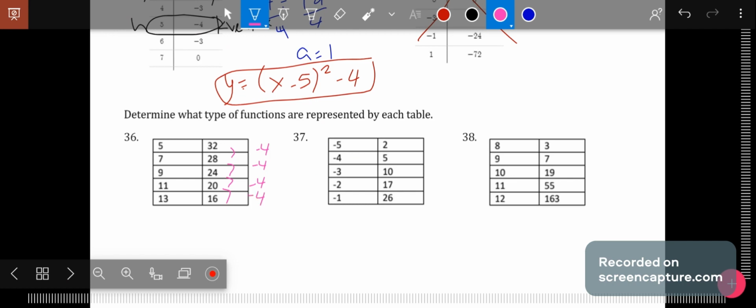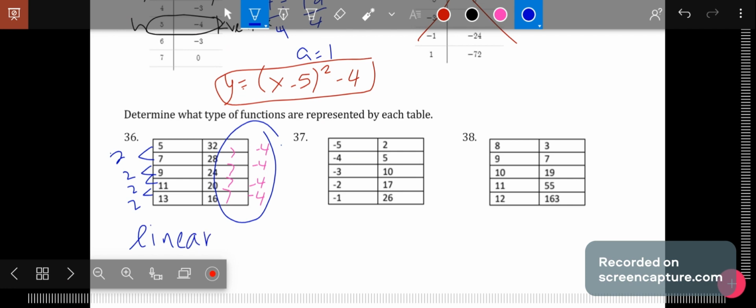Now, this one we have to be careful of. Please, let's check our x values as well. Because notice the difference in our x's. 7 minus 5 is 2. 9 minus 7 is 2. 11 minus 9 is 2. 13 minus 11 is 2. Now, we did only subtract one time, which means that this would be a linear function. Remember, the degree of a linear function is 1. We only subtracted one time.